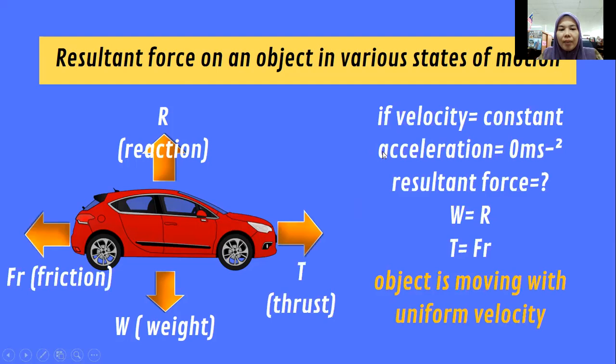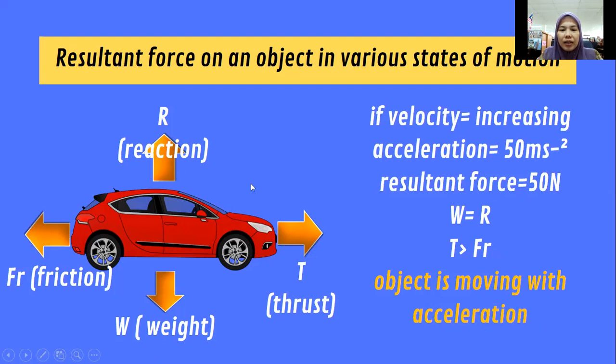But in the second situation, if the velocity is constant, that means the object is moving. Acceleration is zero. Constant velocity means zero acceleration. What is the resultant force? As we know, the thrust is equal to the friction, and the reaction is equal to the weight. All the forces are equal to each other. The object is moving with uniform velocity. This is the horizontal force, and the other is the vertical force.